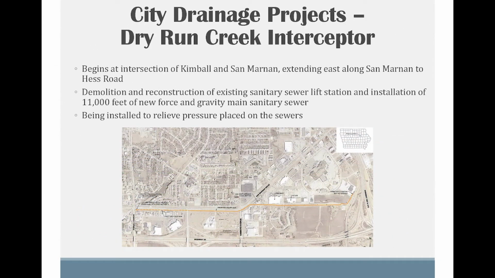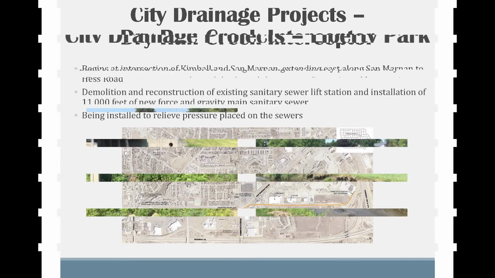So I'm going to go over some of the projects that the city currently has going on or will have going on that help with drainage. The first one is the Dry Run Creek Interceptor. This starts at the corner of San Martin and Kimball and extends east along San Martin all the way to Hess Road. What they did was demo and reconstruct the existing lift station, and they're also installing 11,000 feet of new force and gravity main sanitary sewer. This was done because there were some issues upstream due to flooding, so they are doing this to relieve pressure placed on the storm sewers upstream of this area.